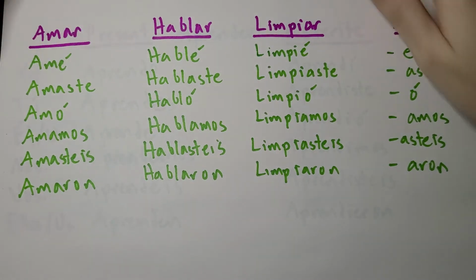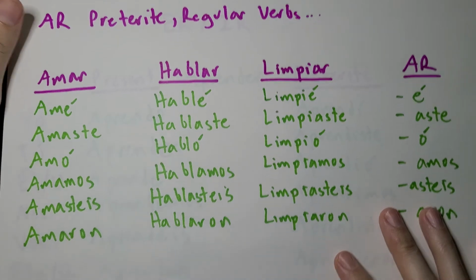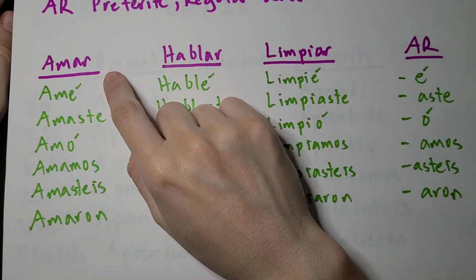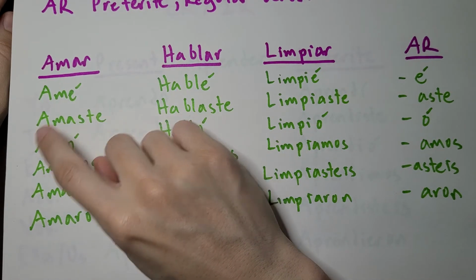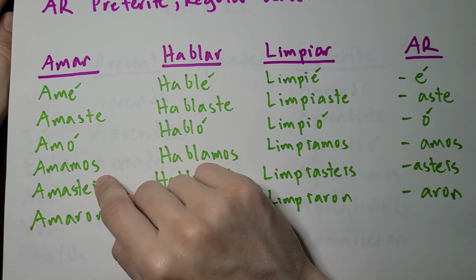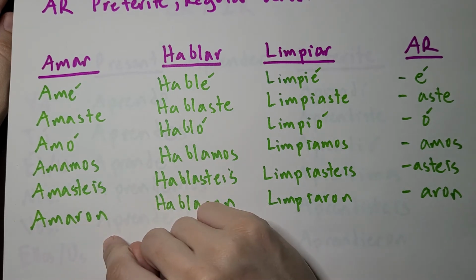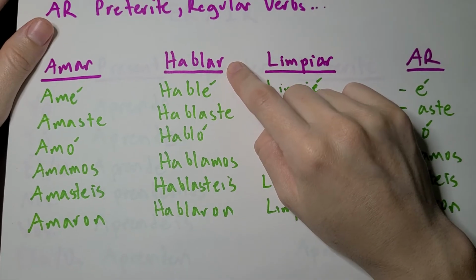Okay, so let's get some repetition in. So AR, preterite, regular verbs. Let's look at a couple different ones. Amar means to love. Yo amé. Tú amaste. Él amó. Nosotros amamos. Vosotros amasteis. Ellos amaron. Hablar means to talk.